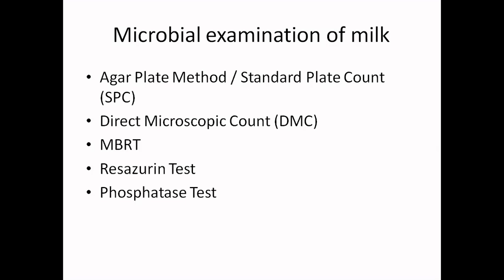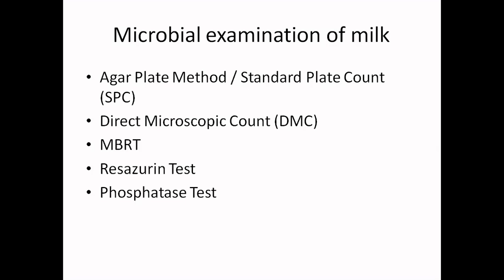The leukocytes and other body cells are not counted. They are also important in determination of microbiological quality of the milk. So these are the two tests that are performed. The next test performed is the methylene blue reduction test.